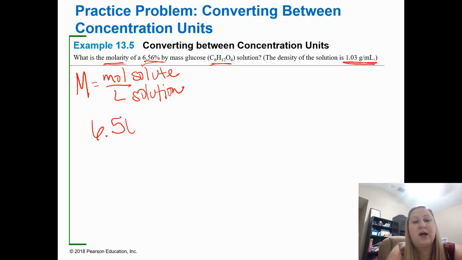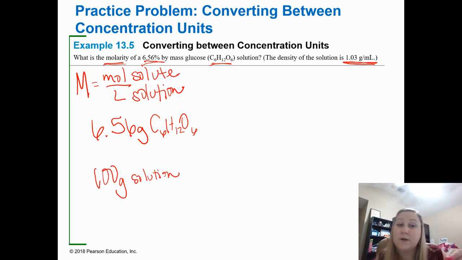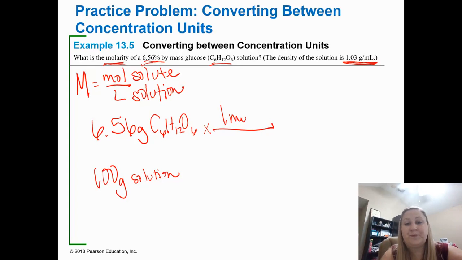So I can say that I have 6.56 grams of glucose and 100 grams of, really it's solution. Okay, because that's what a percentage is. 6.56 grams out of 100 is the 6.56%. So the solute I need to get to moles.